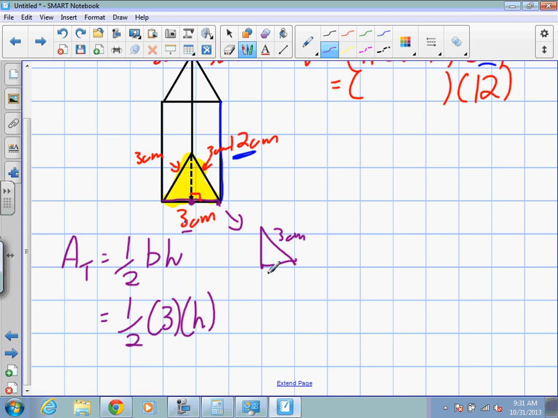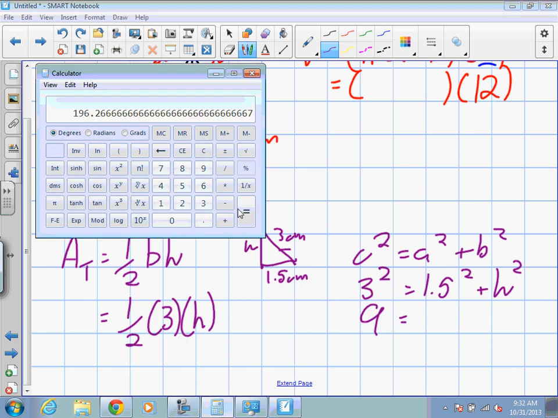And the height is our unknown. So we're going to use Pythagoras' theorem again to solve for the height. Again, we'll have c squared is equal to a squared plus b squared. Our c is our hypotenuse, which is 3. We'll call our a our 1.5. And our b is our height, so we'll replace it with h. What is 3 squared? What is 1.5 squared? 2.25. And what's h squared?